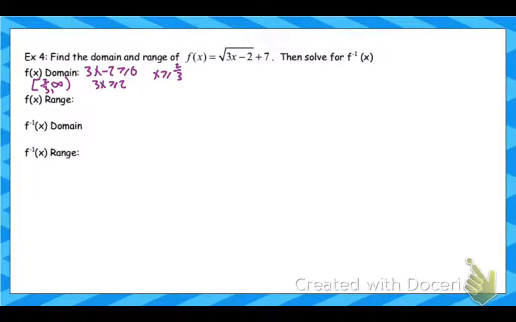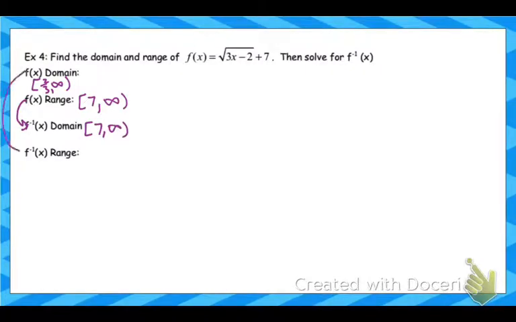The range, let's think about our range for a little bit. This function has not been reflected. It's been shifted up 7. So it's going to look something like this. So our range, the lowest point is 7. It has not been reflected, so it keeps going to infinity. Well, now, without even finding the inverse, we know the domain and the range of the inverse. The range of the original is the domain of the inverse, and vice versa.